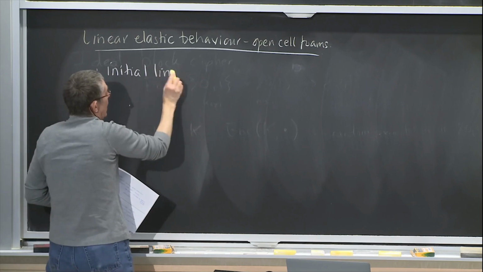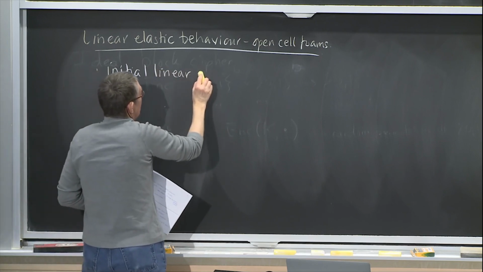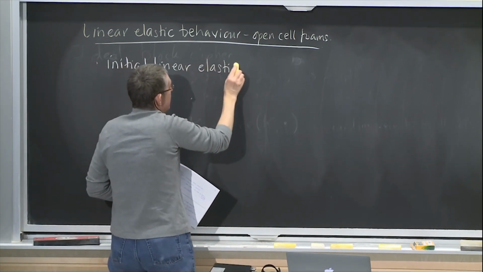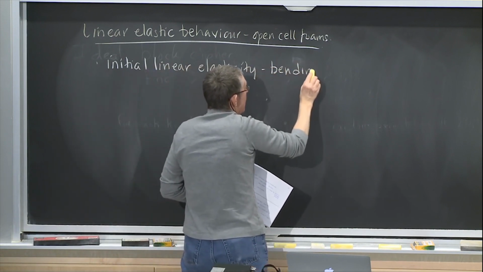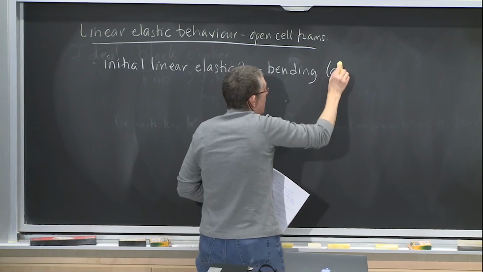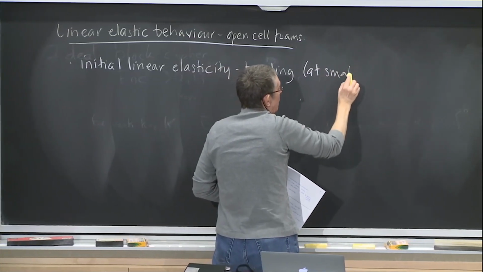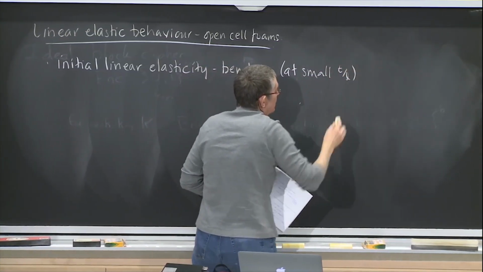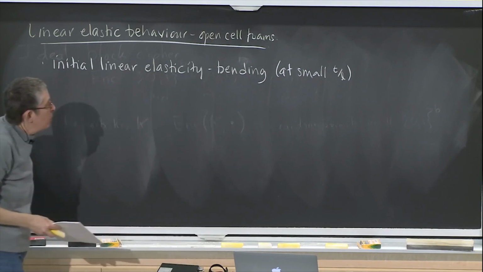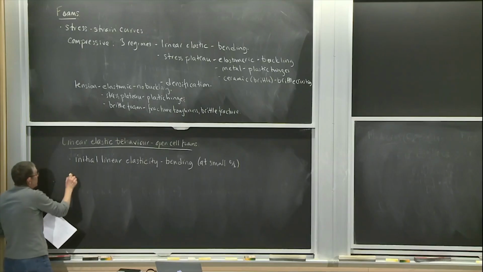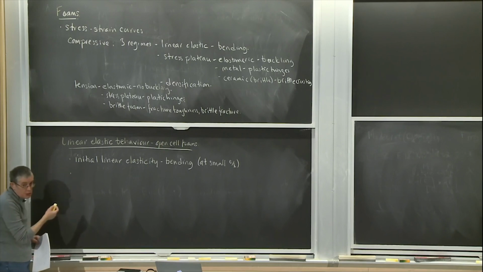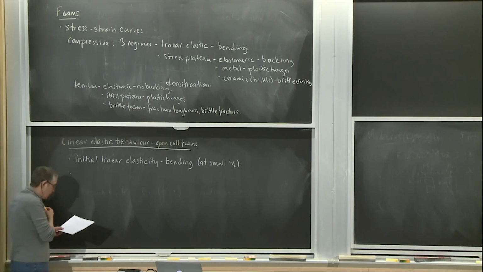So the initial linear elasticity is due to bending of the cell walls. And if the thickness of the cell edges relative to the length is small, the bending dominates the deformation. But as the thickness to length ratio increases, then axial deformations can become important too.